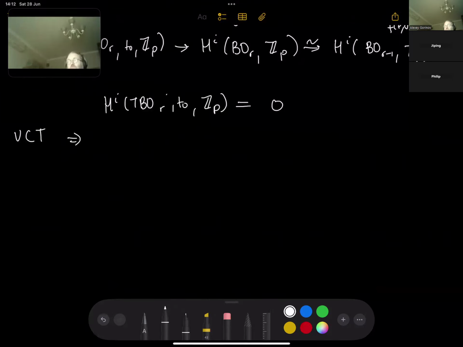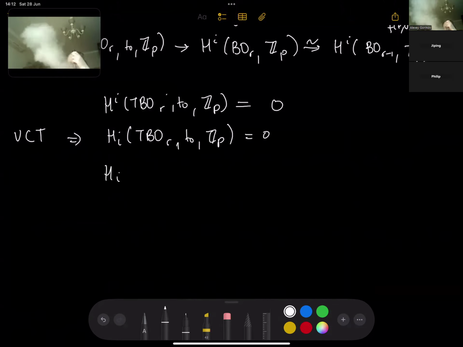And so by the universal coefficient theorem, we have X to term 0. So then H_i(BO<r>; Z_p) is also 0. And in the same way, H_i(K; Z_p) is 0.